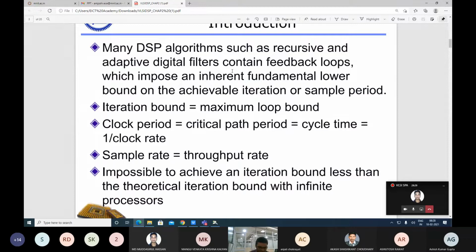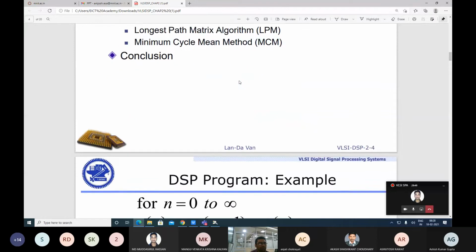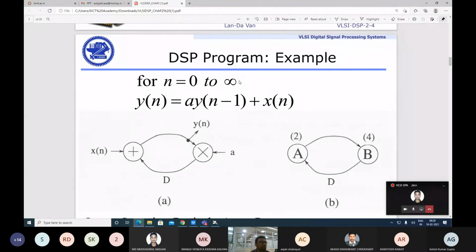Now, when we talk about the iteration bound, it will let you know what the minimum period is that I can assign to a recursive algorithm. This will let you know how the system performance can be improved.